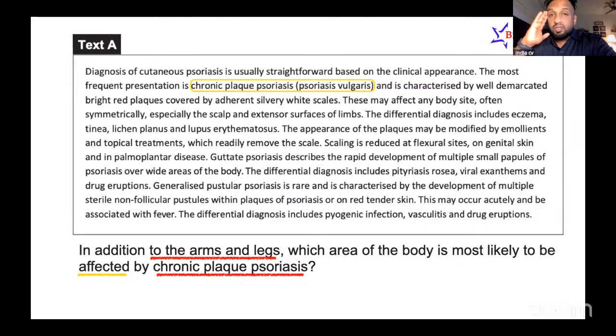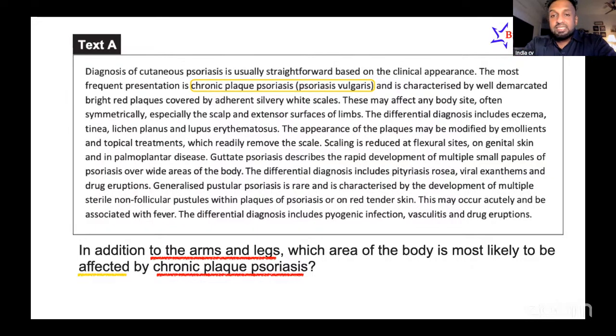What is my question? You have to keep your question very clear. I don't want to find what the characteristics of this disease condition are. I just want to find, in addition to arms and legs, which other part of the body is likely to be affected. So I just have to find a body part. That has to be clear in your mind after reading the question. What am I going to find? I'm going to find the third body part apart from arms and legs.